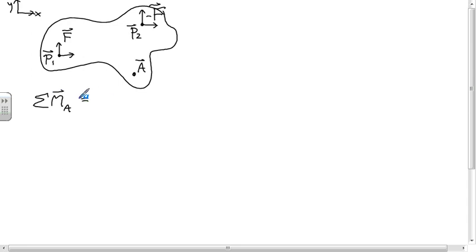is equal to, well, what is the moment produced by F? It's rho cross F, and that's right. And rho is going to be P1 minus A. I was just going to write this table.